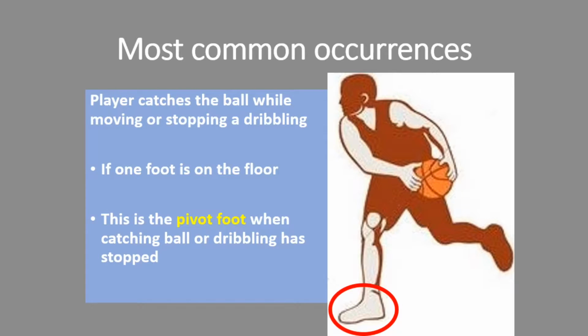Now, this is probably the most difficult one to determine: when a player catches the ball while moving or has stopped the dribble. If it can be determined that one foot is on the floor in that case, the other foot that is not on the floor is the non-pivot foot. The foot that is on the floor during the stopping or catching of the ball is the pivot foot in this particular case. Again, this is the hardest way to determine whether we have a travel violation or not, because identifying the pivot foot is paramount to calling this properly.